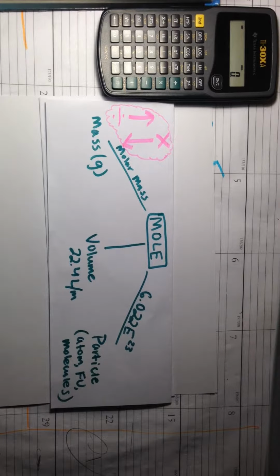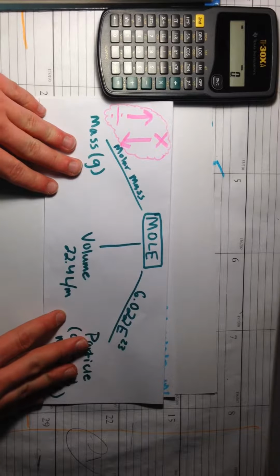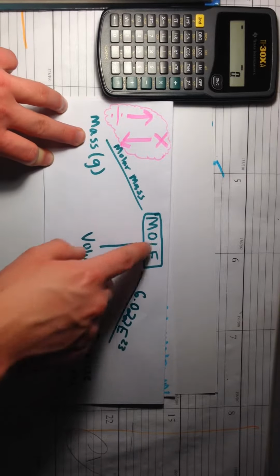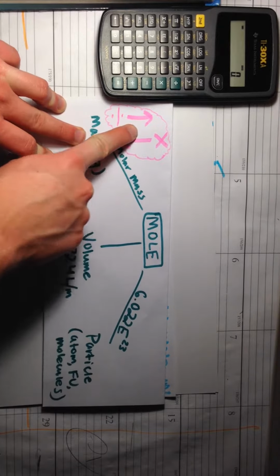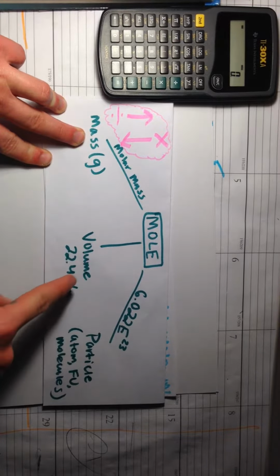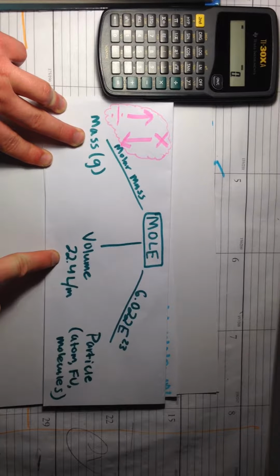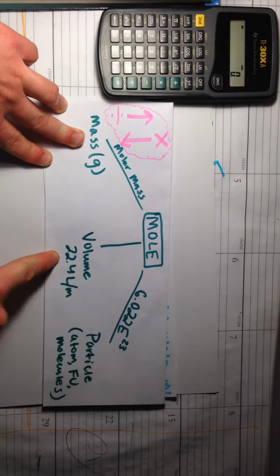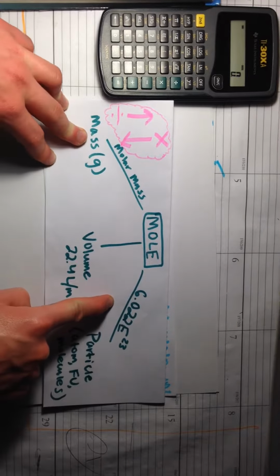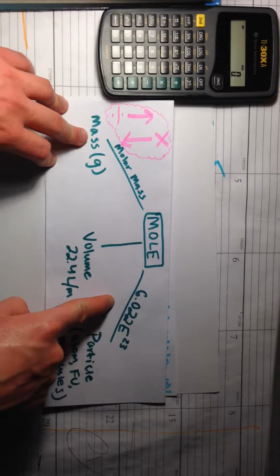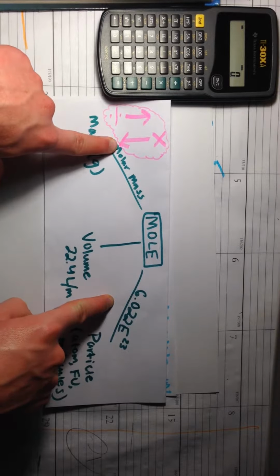Okay, so let's start off by talking about this chart here. This chart should look very familiar. If you're going from mass to mole, or mole to mass, you divide or multiply by the molar mass. If you're going from volume to mole or mole to volume, you divide or multiply by 22.4. From mole to particle or particle to mole, you use 6.022 e to the 23rd. And based on the direction you're going, you divide if you're going up, multiply if you're going down.